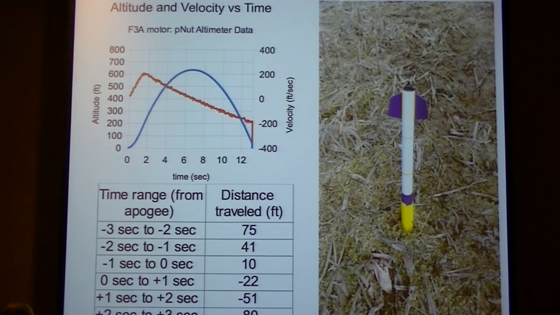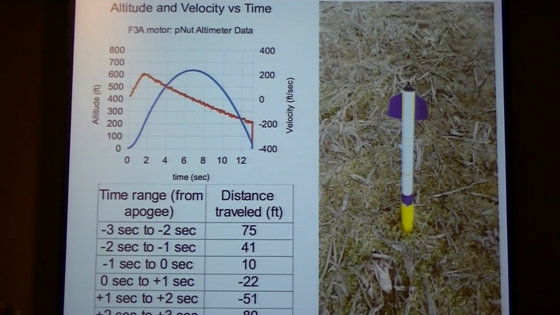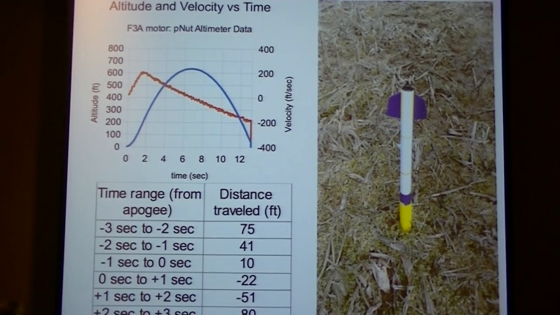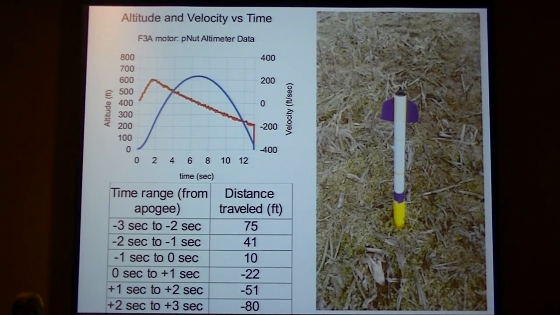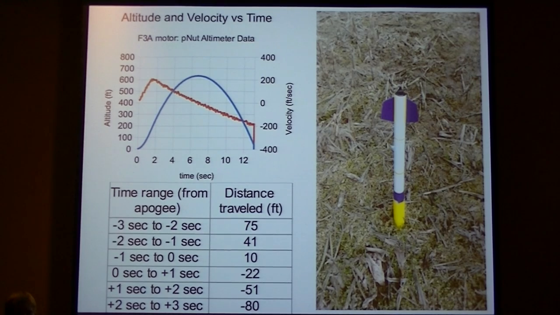Now, this flight here is not included in the data points. It was another error with the motors. I didn't contact the manufacturer. This was a known issue with that particular lot. There was no ejection charge.